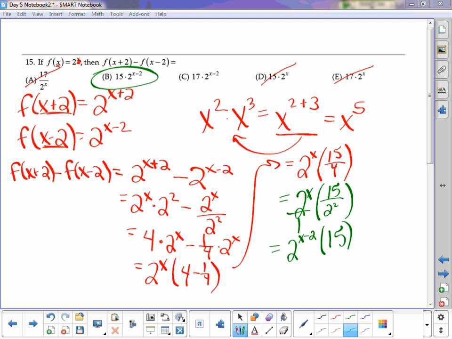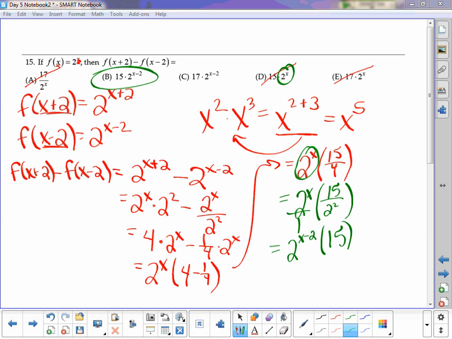So I have 2 to the x. If it was 2 to the x, it'd have to be multiplied by 15/4. 17 is not 15/4, and 15 is not 15/4. Does that make sense? So if we have 2 to the x, and the only other thing we have left is that coefficient, then it has to be 15/4.